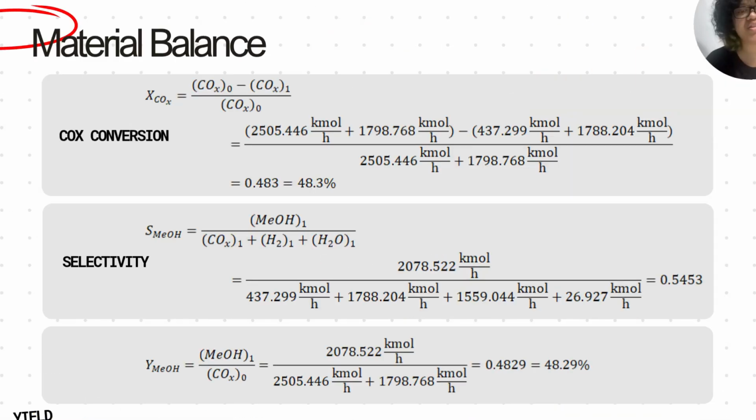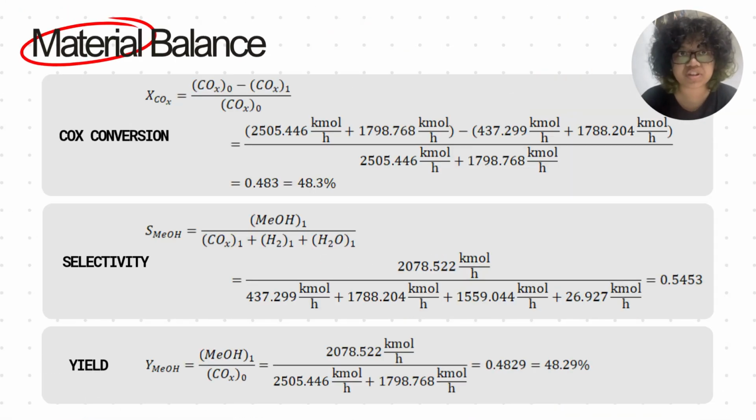With our material balance, we are able to see the conversion of the carbon oxides. We get the total of the initial carbon oxides minus the final amount of carbon oxides divided by the initial carbon oxides, and we are able to see that 48.3% of the carbon oxides is converted.